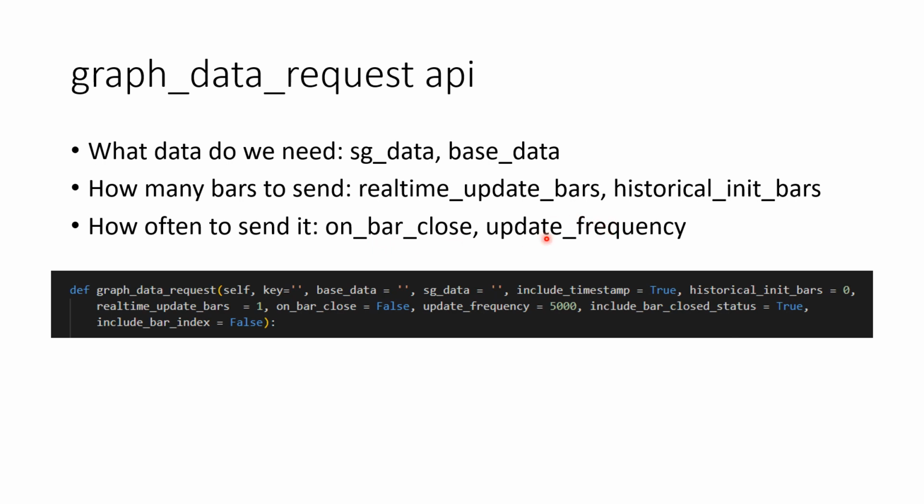So we can define the update frequency, and we can also define whether to only send on bar close or not. In general, the API itself takes care of sending historical bars as well as real-time bars, and we can combine that into one request, and we'll see that later.